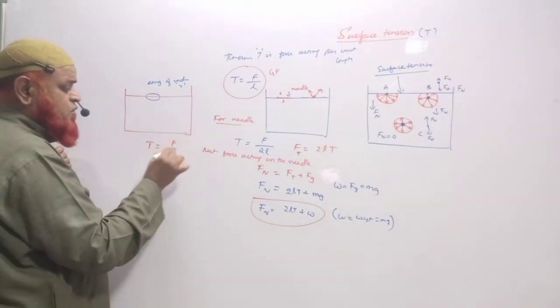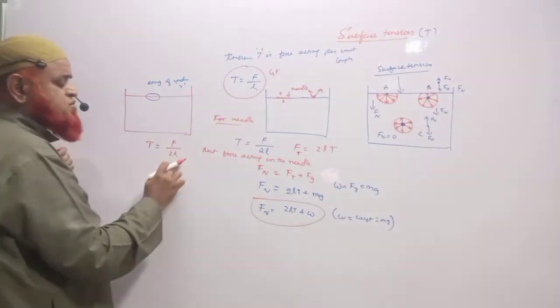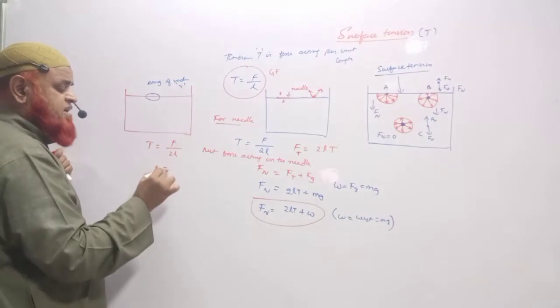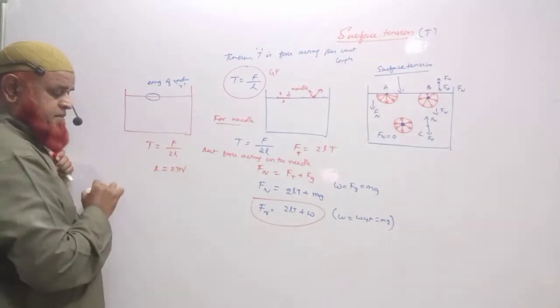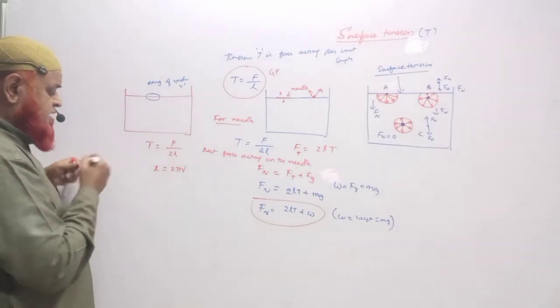Tension is equal to force by 2L according to the needle. If it is a needle, it is 2L, but if it is a ring, it is going to be 2 pi r. Okay? Why am I writing 2L here? I'll give you the formula here.